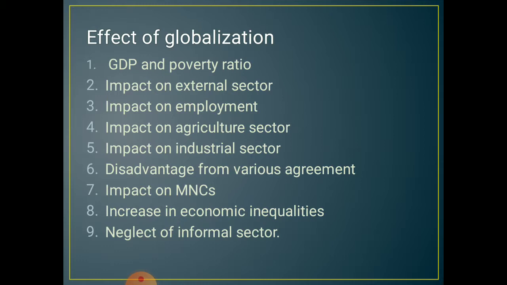What is globalization? Globalization simply means free movement of goods and services, free movement of capital, free movement of labor, and free movement of technology. Means when all these four parameters are fulfilled, then we can say that a country has adopted globalization. What are these four parameters? Goods and services, capital, technology, and labor. When these four can move freely from one nation to another nation, then globalization takes place in a real sense.